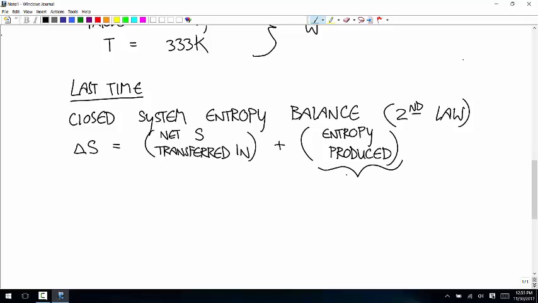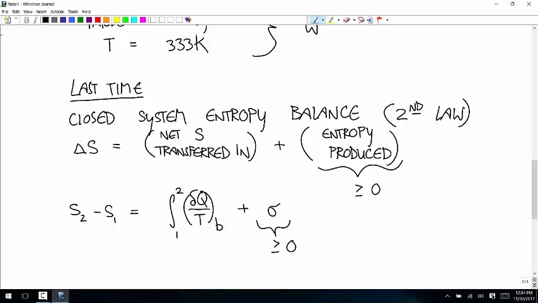The entropy produced has to be greater than or equal to zero. That's a statement of the second law. Mathematically, you can write this as the change in entropy, S2 minus S1, is equal to the integral from state 1 to state 2 of delta Q over the temperature going all the way around the boundary, plus this sigma. And this sigma has to be greater than or equal to 0.